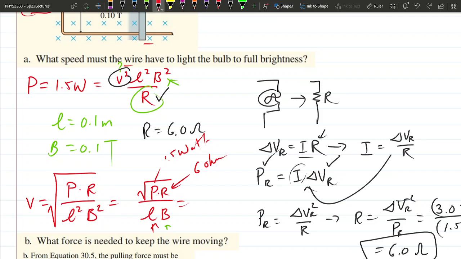Okay, so if you punch this in your calculator, you get 300 as the answer. And since this is going to be a velocity and everything we plugged in was in SI units, this will come out in meters per second. So you actually have to drag this thing pretty fast in order to light a tiny light bulb. So this is not a very practical way to light a light bulb, right?